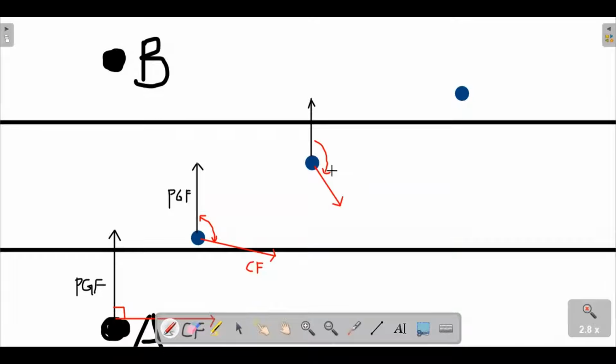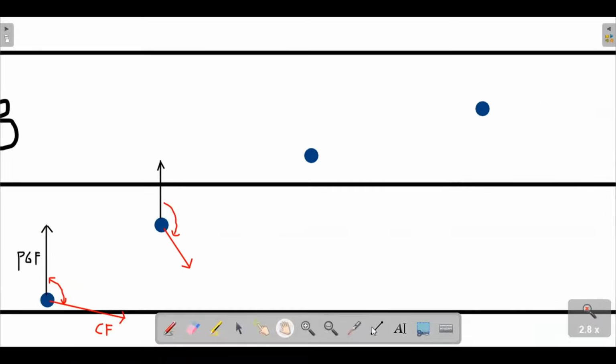Right now it's like 160, or let's say 150. The pressure gradient force is still straight like that, and the Coriolis force is opening. I'd say it's about 175 now, the angle between the pressure gradient force and the Coriolis force.